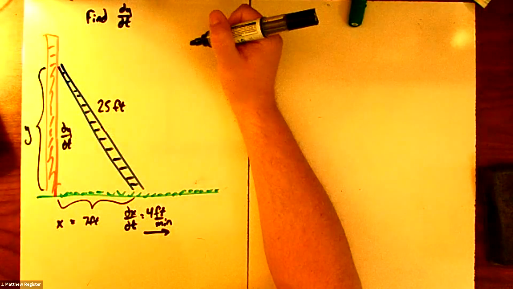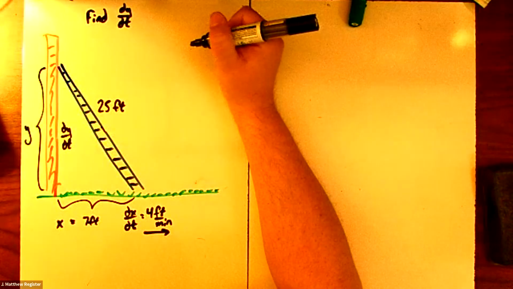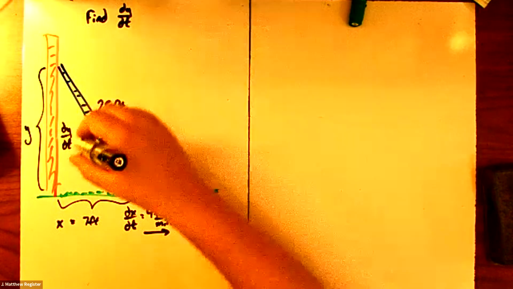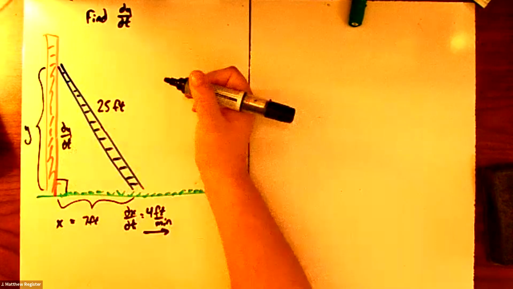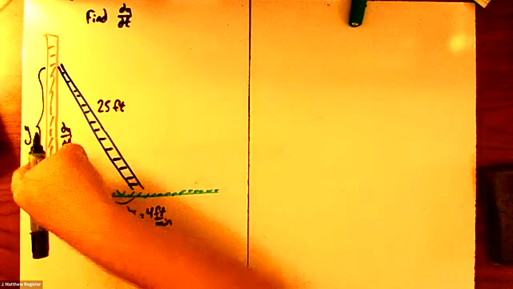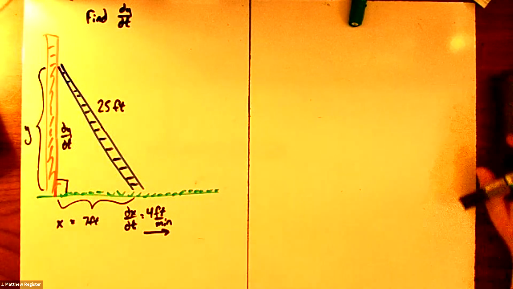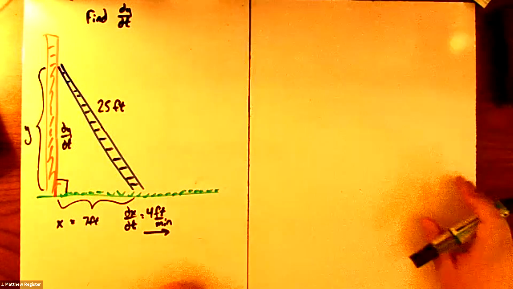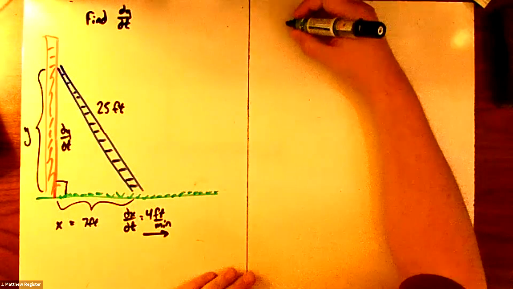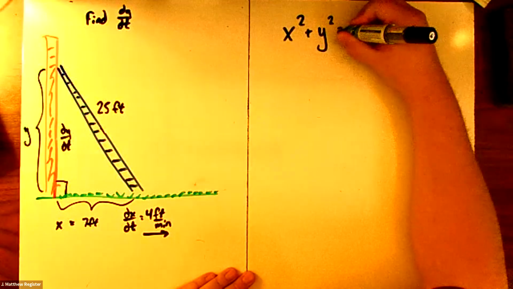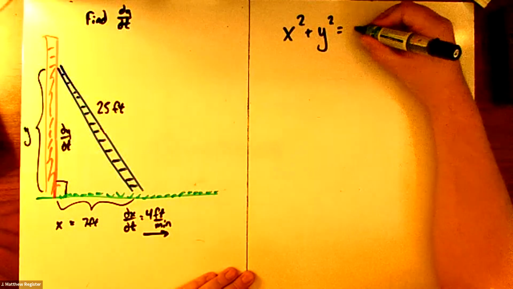What we need is a formula which relates all of this information. And in this case, we have a right triangle. We have 3 sides. And so our formula is going to be the Pythagorean theorem. And so our theorem says x squared plus y squared is equal to 25 squared.